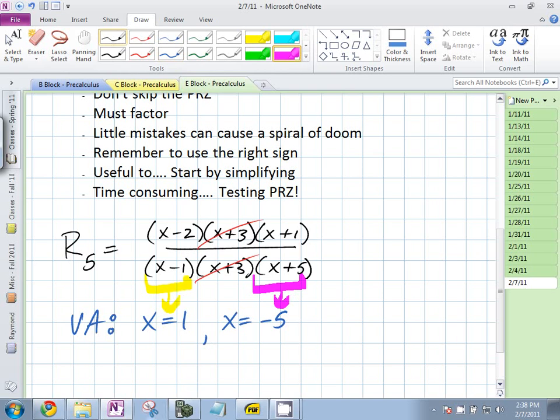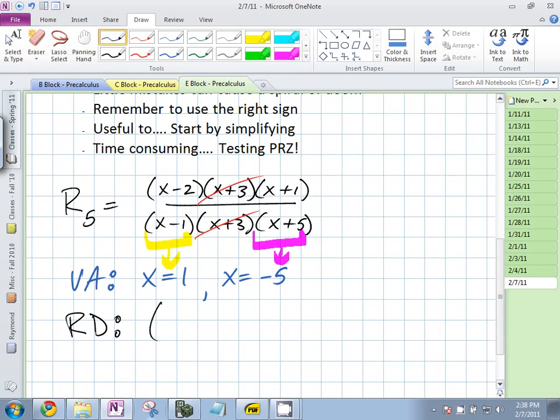Exactly. So now, can someone tell me what the x-coordinate of the removable discontinuity is? Someone who hasn't spoken yet. Danilo. It's 1. No, what's the x-coordinate of the removable discontinuity? What did we cancel? Okay. Oh, it's -3. Yes. And then how do we get the y value for -3?